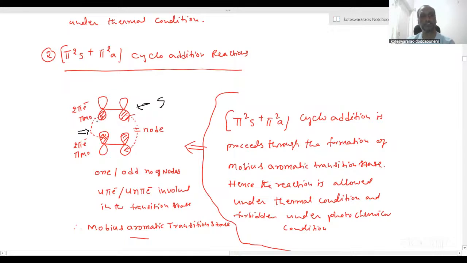In the first pi system, these two lobes are participating in the interactions. With respect to the second pi system, this is antra. Antra means the interacting lobes should be on opposite faces. Therefore, at the first interaction this lobe will be participating, and at the second interaction this lobe will be participating. Now the interaction between the two pi systems is like this, and it leads to one node.